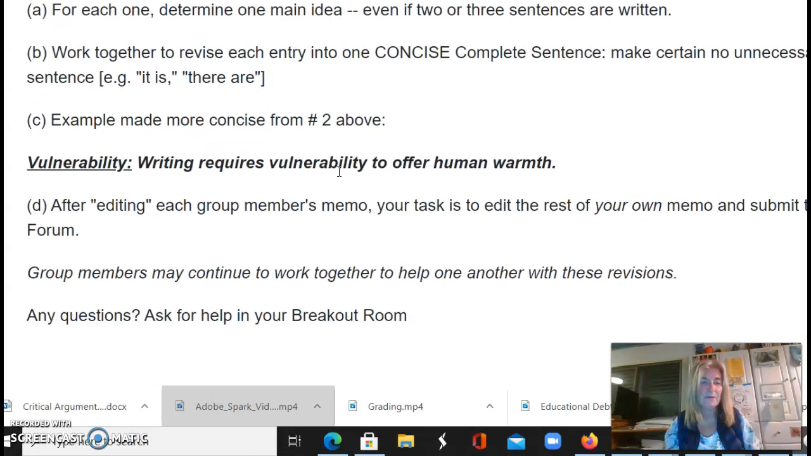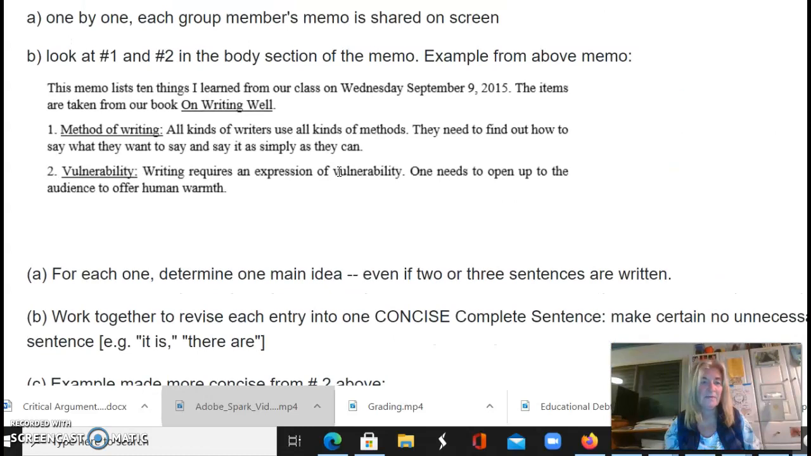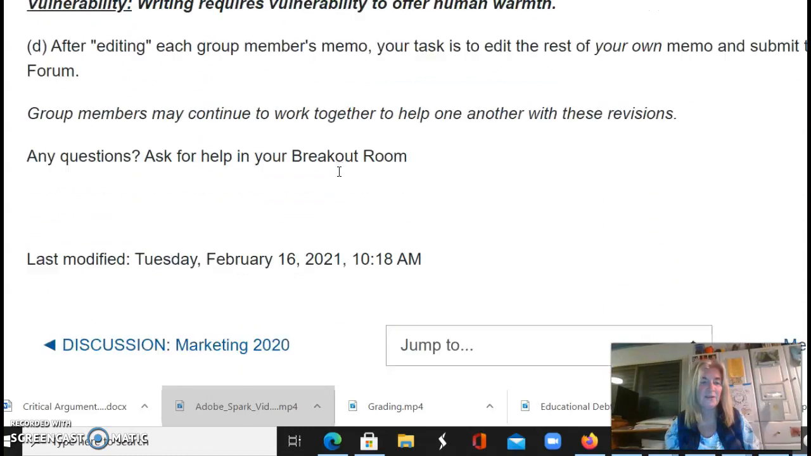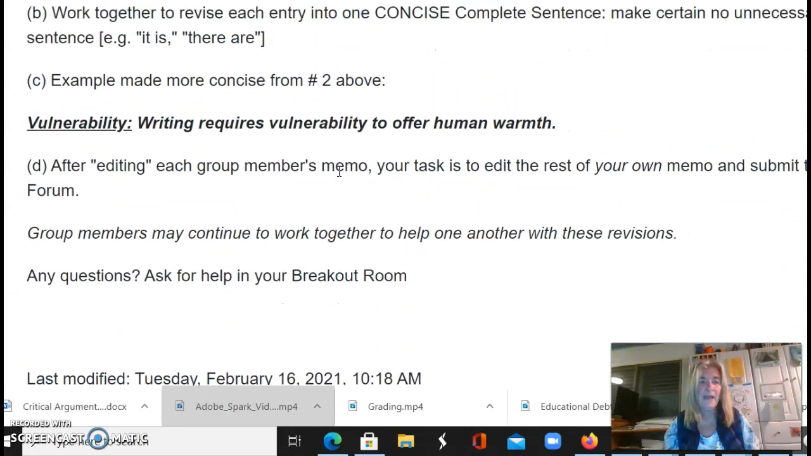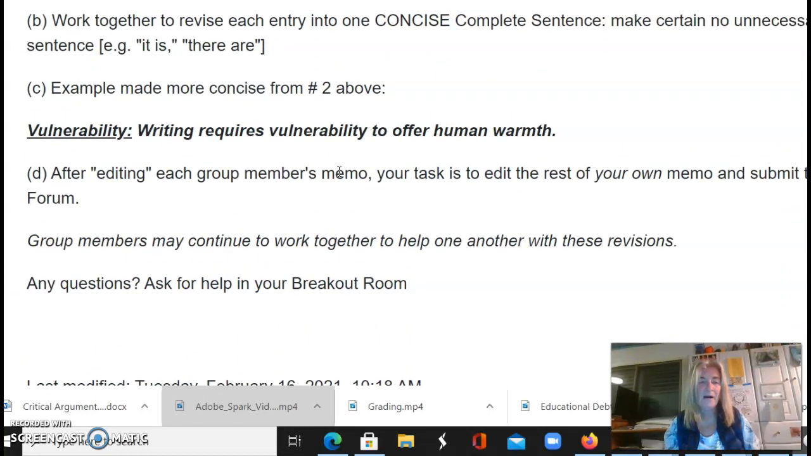I did an example from the above where there were 2 sentences. I put it into 1 sentence. And then after the group edited the first 2, their task was to finish editing the other 8. And if they wanted to, they could stay in the breakout room.